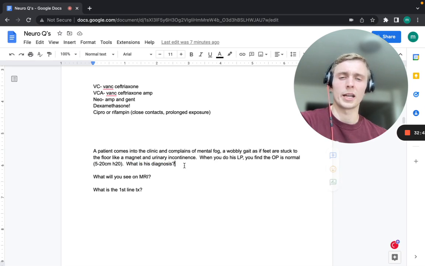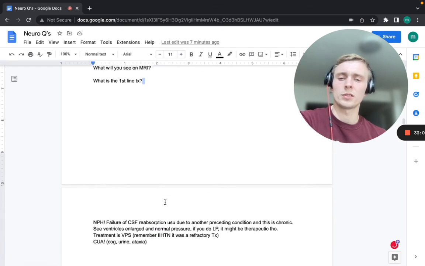What's his diagnosis? So again, mental fog, a wobbly gait, like his feet are stuck to the floor like a magnet, and also urinary incontinence. So he has this triad of things going on. He has a normal opening pressure, however. What will you see on his MRI, and what is the first-line treatment for this patient?